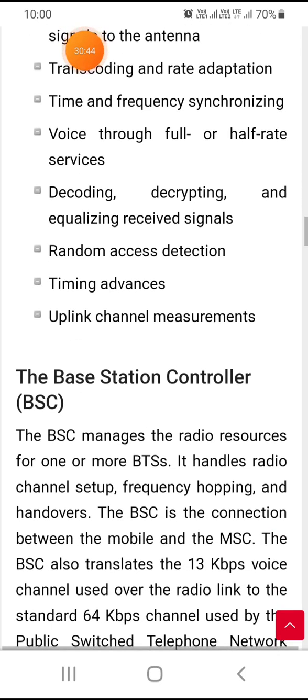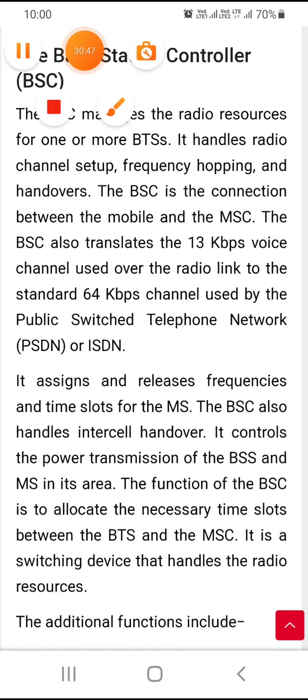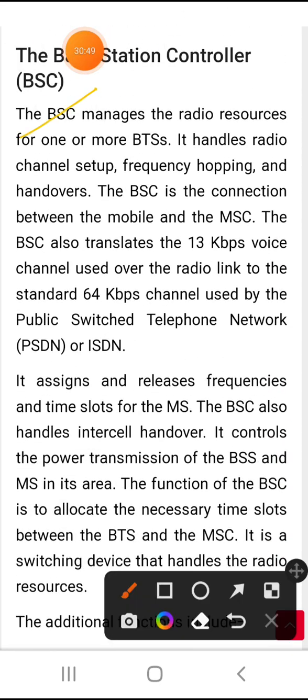The base station controller, BSC, manages the radio resources for one or more BTS. It handles radio channel setup, frequency hopping, and handover. The BSC is the connection between the mobile and the MSC.